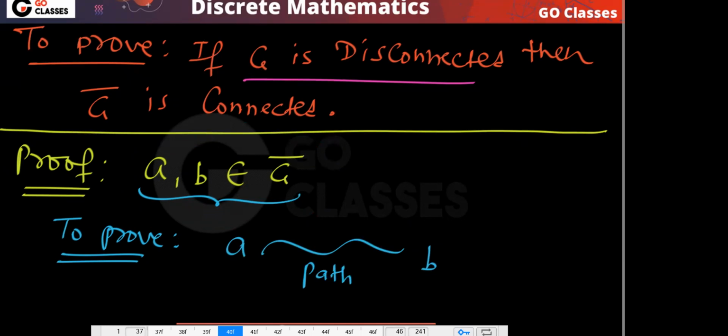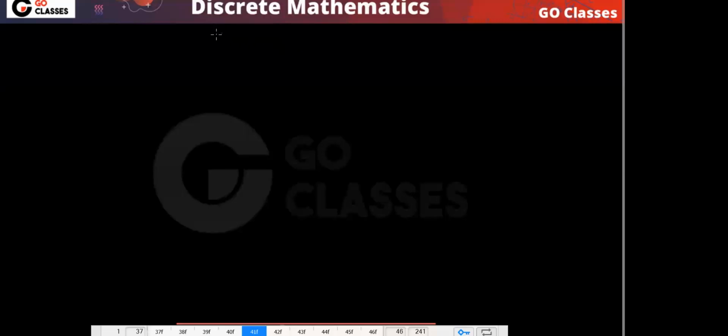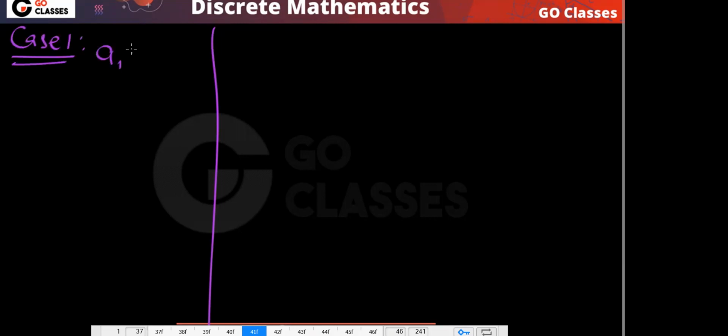Correct? Agree? Very simple. This is what you have to prove. You are taking 2 vertices in G bar and you have to prove that there exists a path between these two. Now for these 2 vertices in G, what are the situations? See, there is a case 1. What is the case 1? That A, B are adjacent in G. Yes or no? This is the possibility that they are not adjacent in G. Let's assume only these 2 cases are possible.